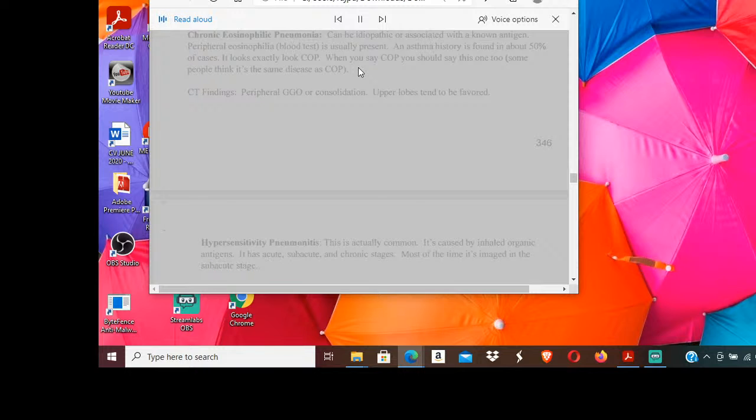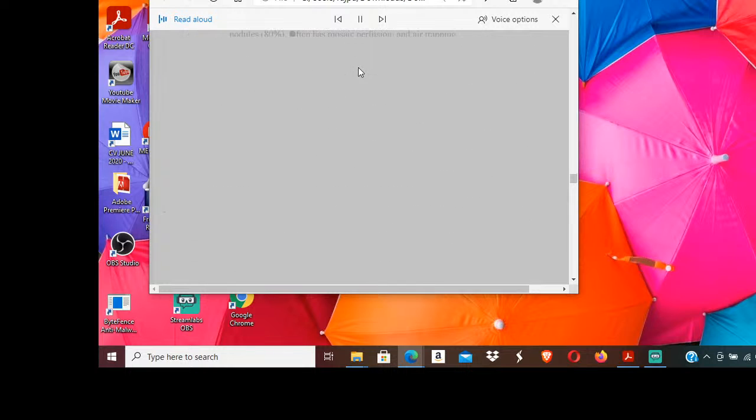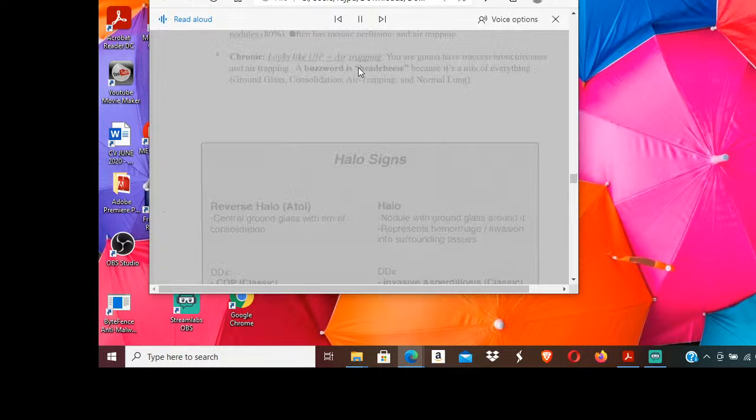Subacute, patchy ground glass opacities. Ill-defined centrilobular ground glass nodules, 80%. Often has mosaic perfusion and air trapping. Chronic, looks like UIP plus air trapping. You are going to have traction bronchiectasis and air trapping.